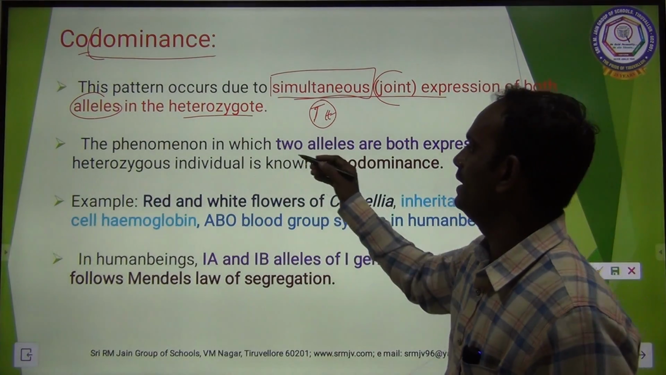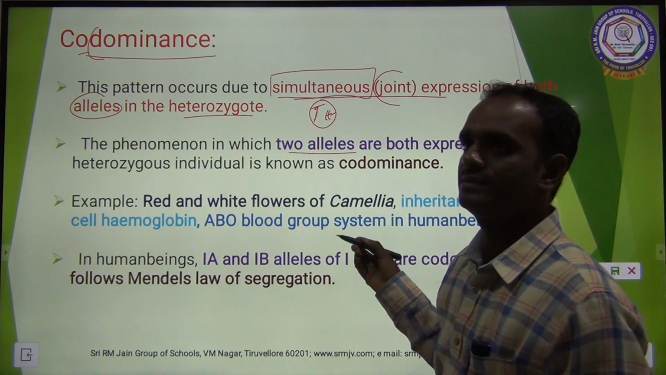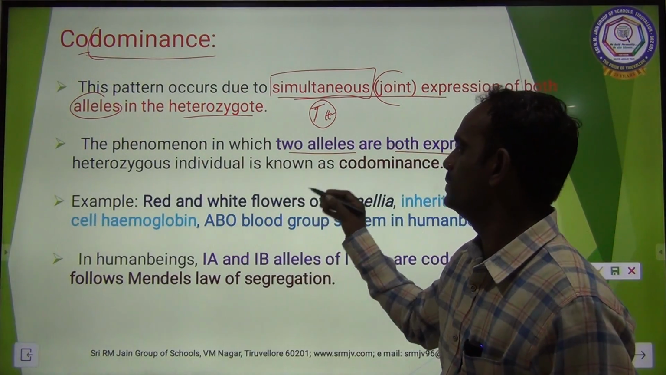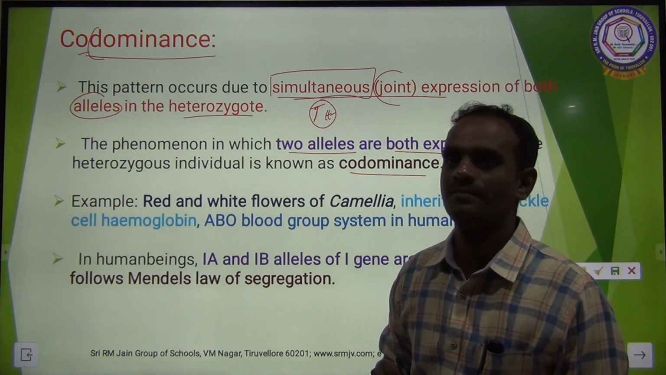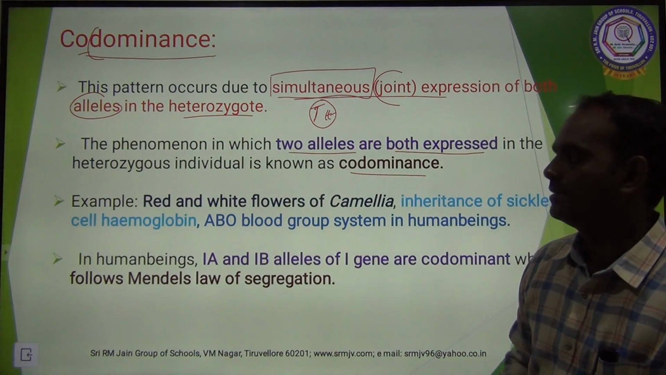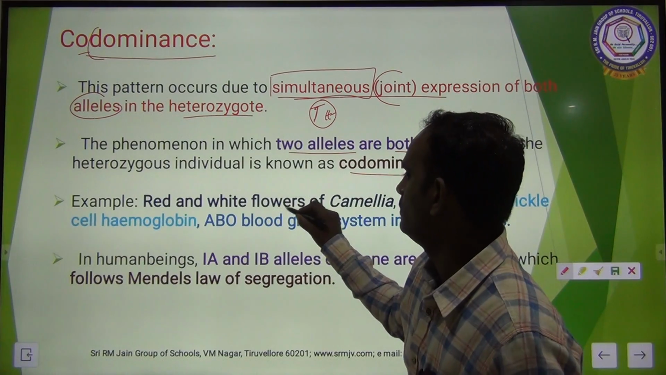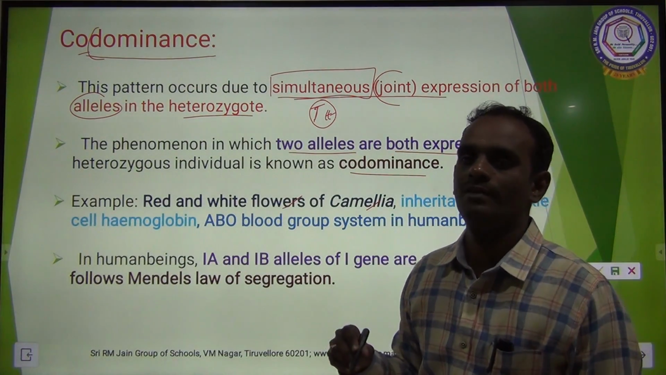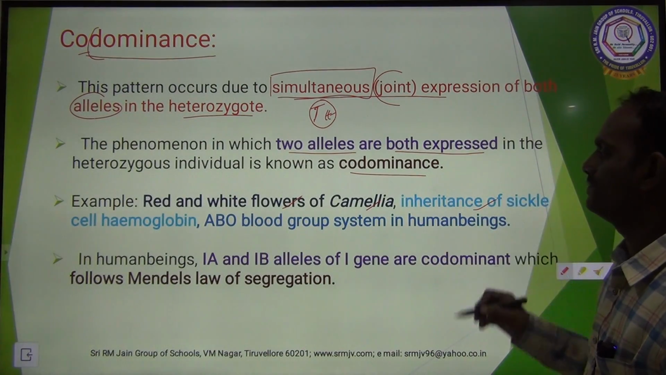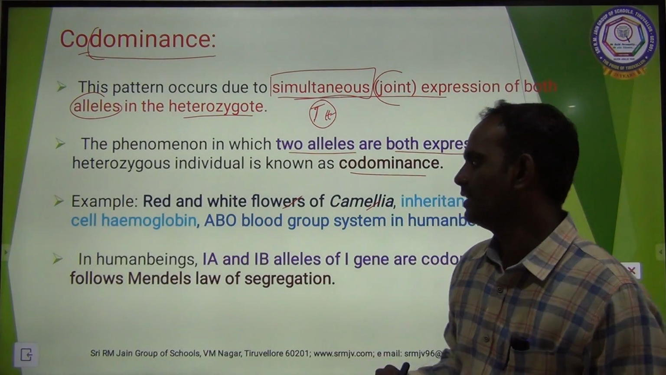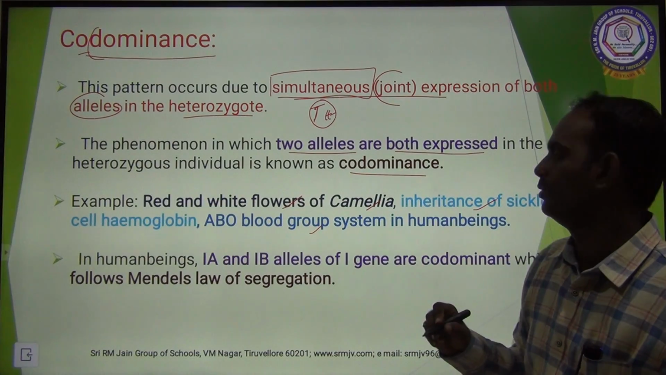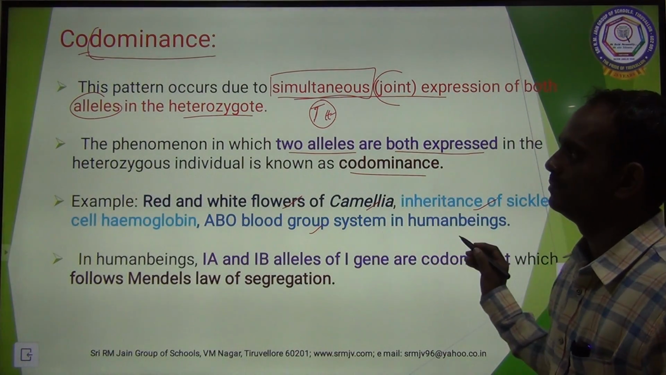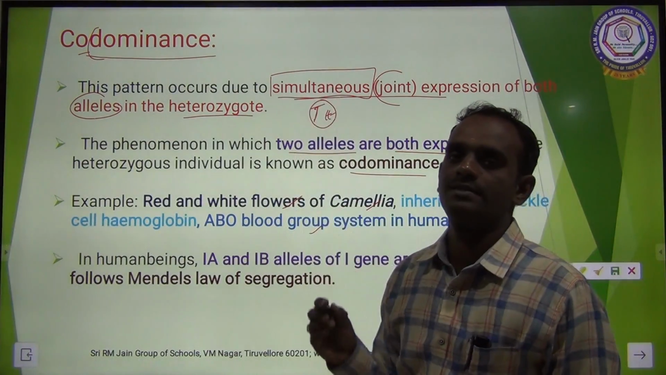This phenomenon in which two alleles are both expressed in the heterozygous individual is known as codominance. Examples: red and white flowers of camellia, a type of flower, and inheritance of sickle cell hemoglobin and the ABO blood group system in human beings. These are some of the examples of codominance.